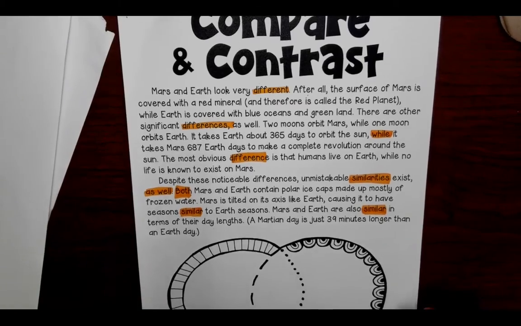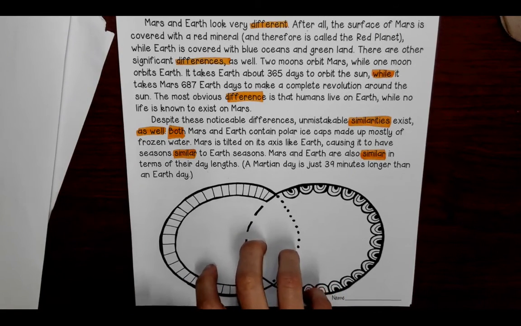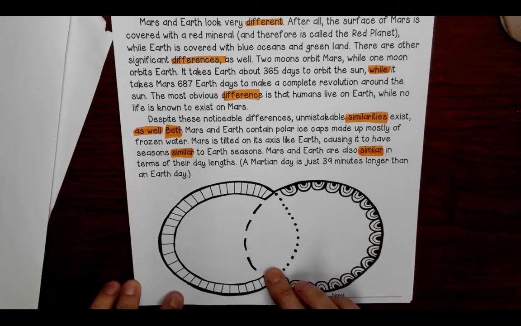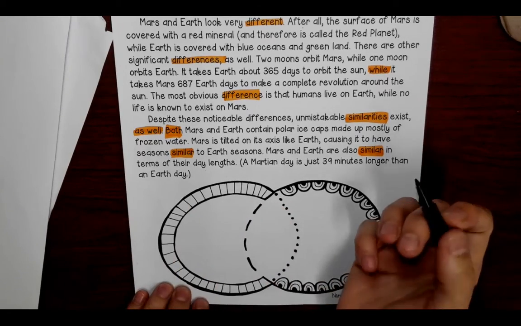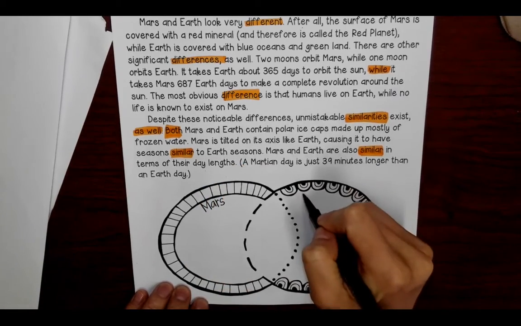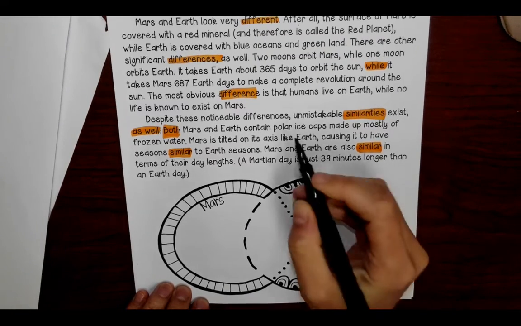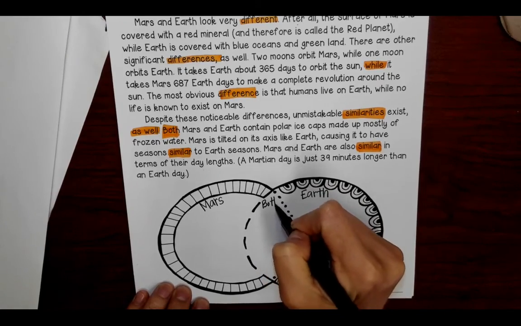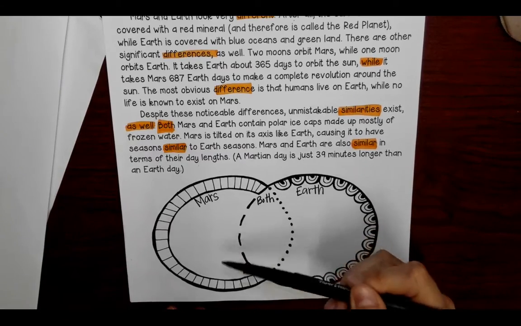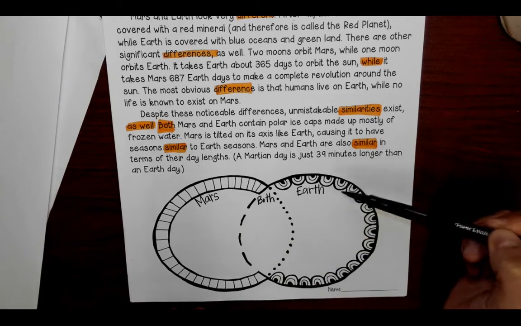Okay, so at the bottom of this paper, you will see a Venn diagram. We all should be pretty familiar with the Venn diagram. So we are going to label each circle and the middle. On this side, I'm going to label this one Mars, and this side Earth. And in the middle, I'm going to write the word both. So what we're going to do on this side is notice and write down some things that we've noticed about Mars and how it is different than Earth.